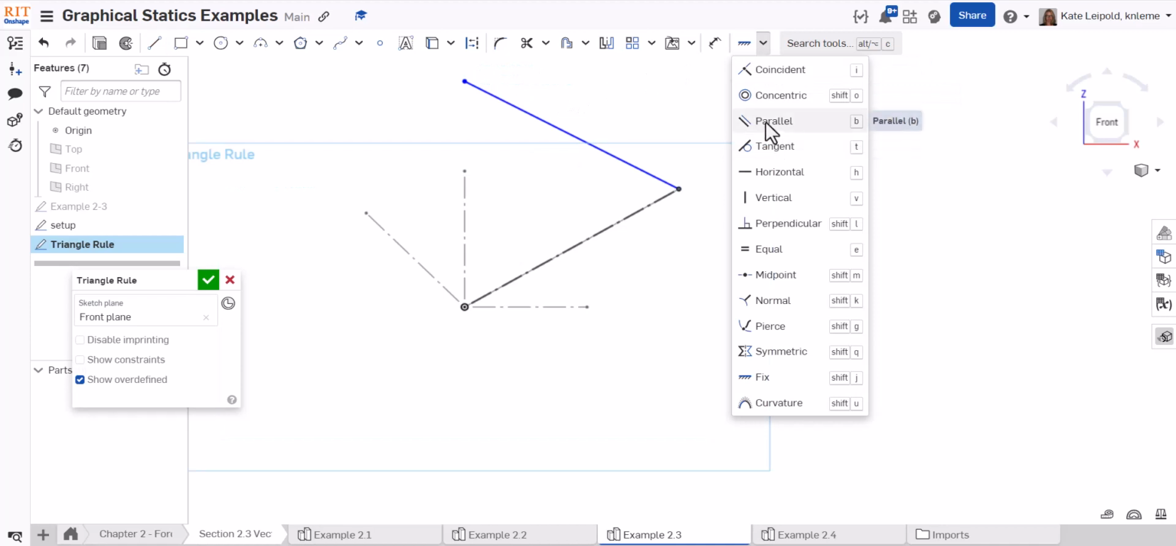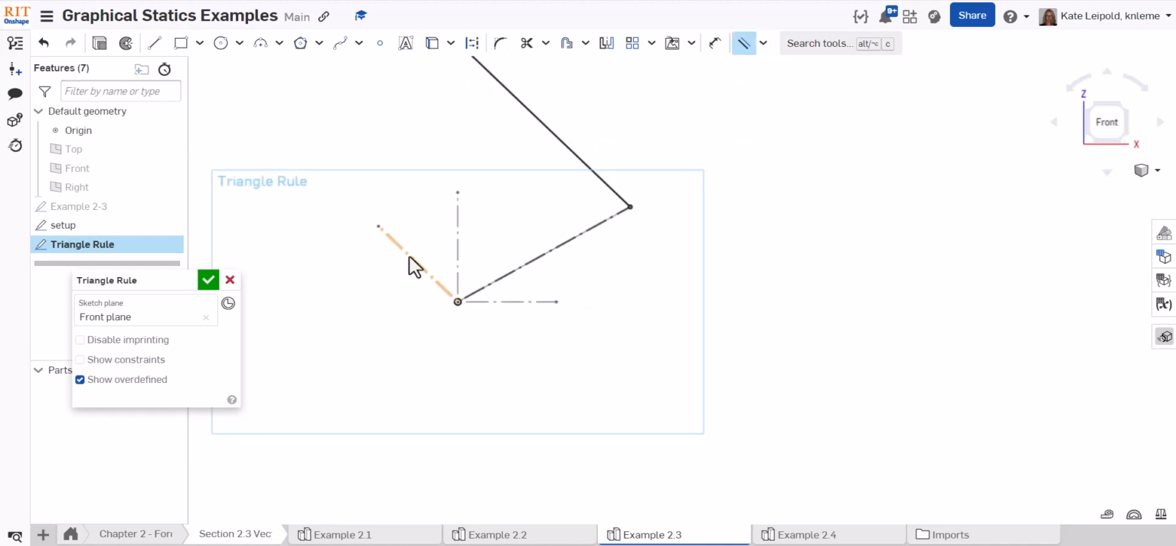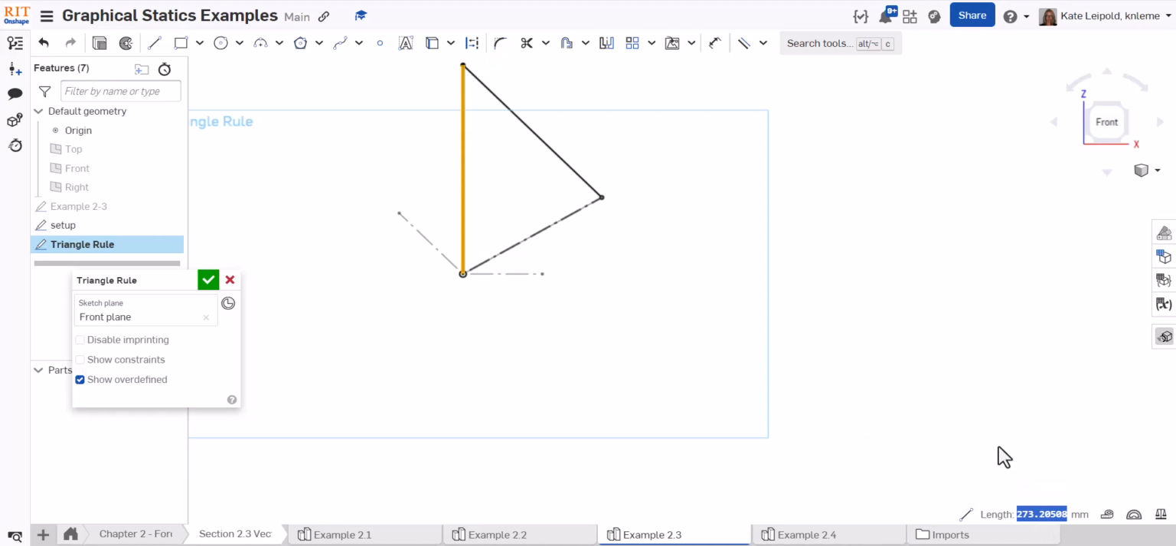In order for this to work, this second component has to be in the same direction as the applied force. So this is the second component. And then the resultant goes from the tail of the first one to the tip of the second one. And if I hover over this point, it should show me that it is vertical over the origin. And I can measure that the resultant force is going to be 273 pounds.